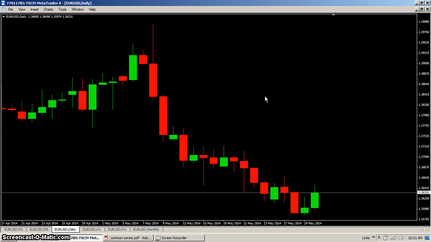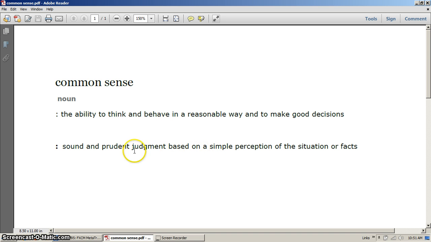So how would you base your decision on which way to enter the market? Well, what would somebody using common sense for trading do? Let's go back and take a quick look. Sound and prudent judgment based on a simple perception of the situation or facts. On a simple perception of the price, or of the price action. Are you with me?